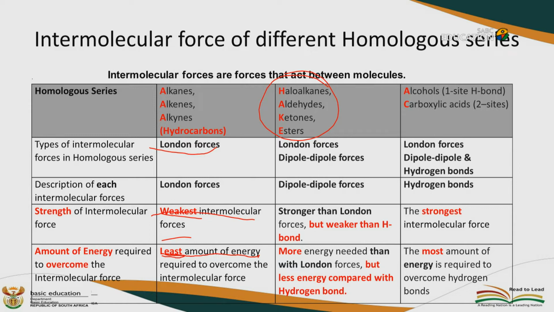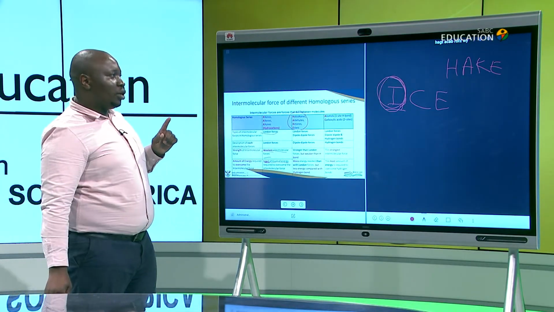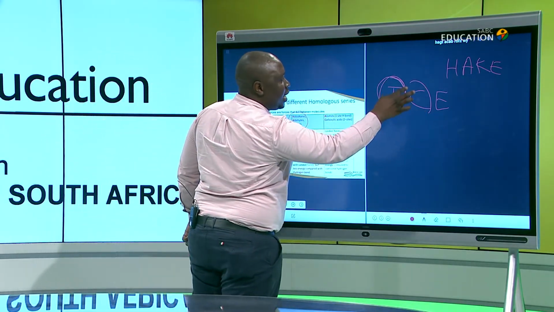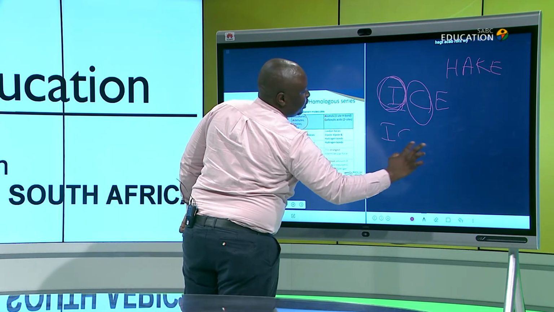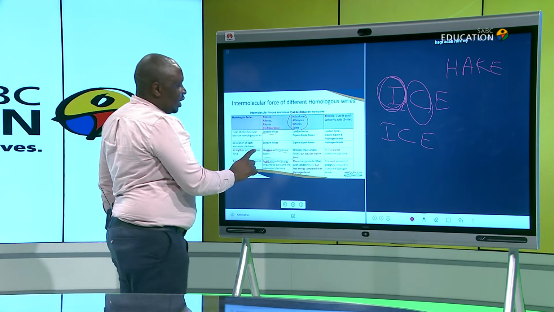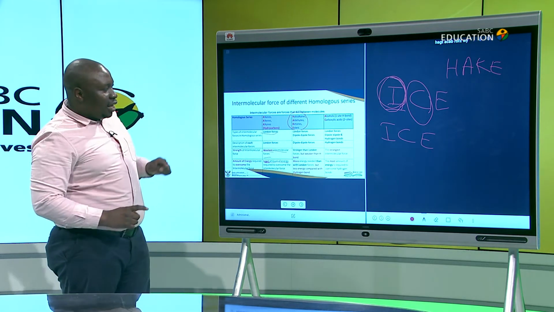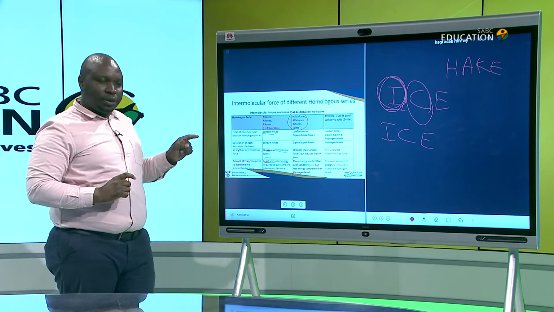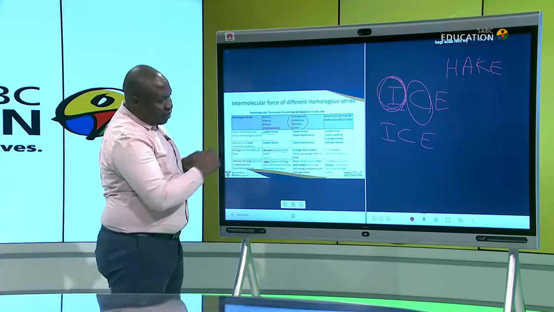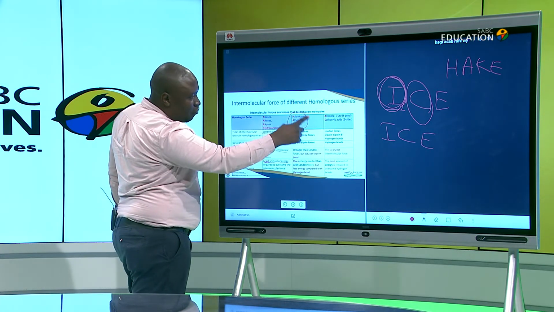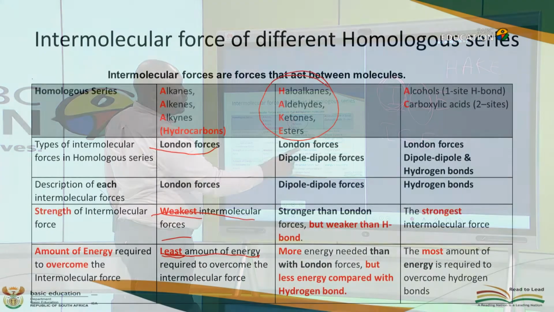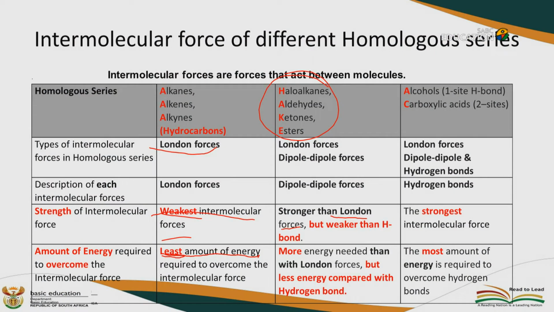After identifying the type of intermolecular force, you go to compare the strength. The C is for comparing the strength of the intermolecular force. For these ones with dipole-dipole, they are stronger than London forces, but weaker than the hydrogen bond. So hydrogen bonds are the strongest.